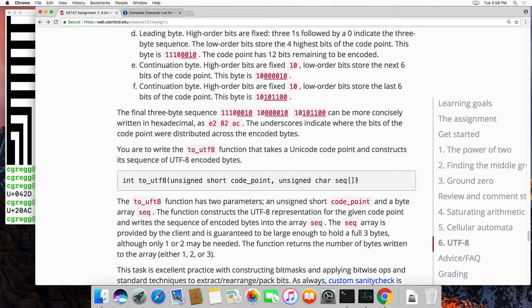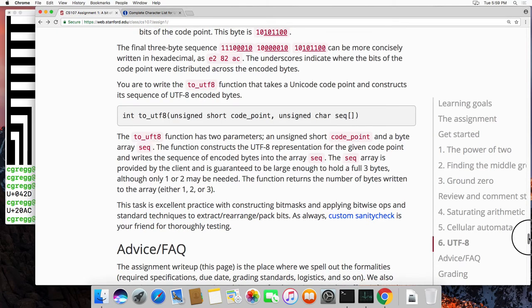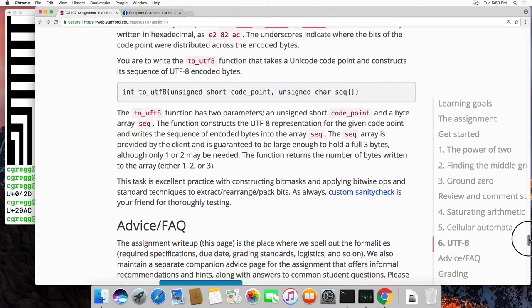You don't need to zero anything else out. If it's a 1 byte, just fill in that first byte in the array. If it's a 2 byte, fill in 2 bytes. If it's a 3 byte, fill in 3 bytes, and return how many bytes you filled in with the result. Okay, so you can also, again, make sure you do sanity check on this.